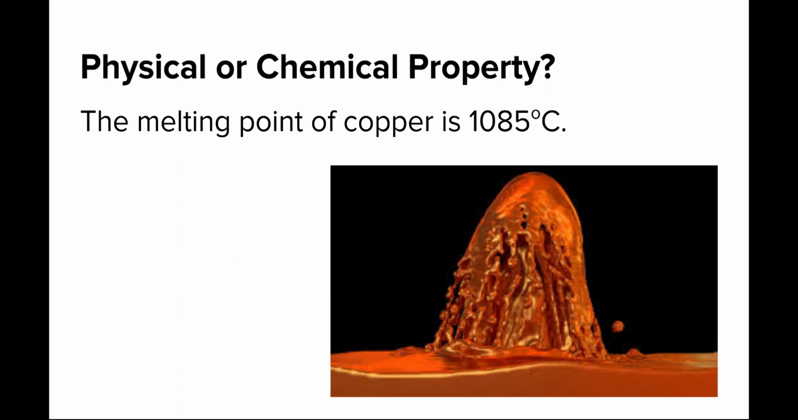The melting point of copper is 1085 degrees Celsius. Is this a physical or chemical property? Pause the video. This is a physical property because the copper is still copper, it's just changed its phase from a solid to a liquid. This is also an intensive property because it doesn't matter how much copper we have, it will always melt at 1085 degrees Celsius.